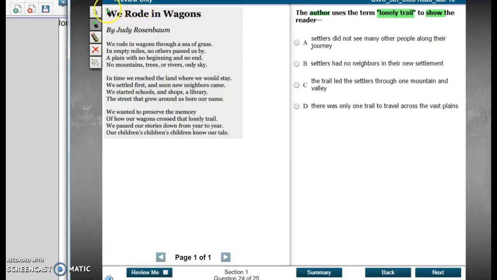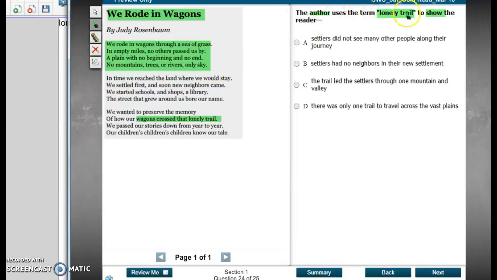On a test day, I would just reread this whole thing because it's so short. It's about them traveling in wagons across the Great Plains during westward expansion. If you skim, here's lonely trail. We wanted to preserve the memory of how our wagons crossed that lonely trail. Most of the information about the lonely trail is actually up here in the first stanza.